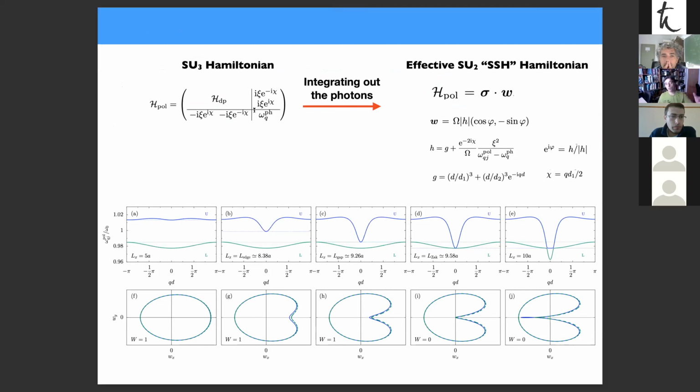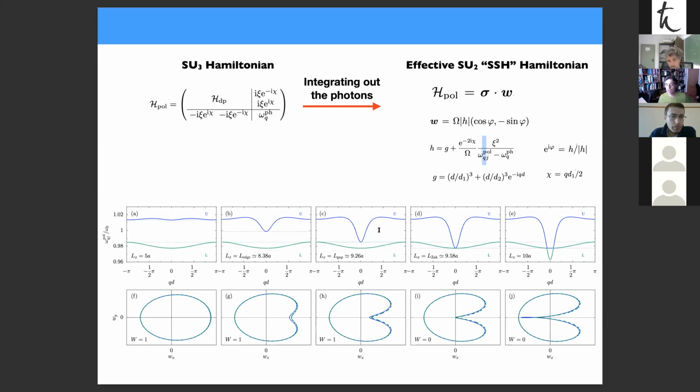Because we have one photonic mode and 2 degrees of freedom associated to the particles, then we have an SU(3) Hamiltonian. But because the photons couple to the particles and the particles to the photon, we can integrate out the photons, and we get an effective SSH Hamiltonian, with now these Pauli matrices, and these coefficients now depend on the coupling and on the distance between the bands, the photon bands and the SSH bands.